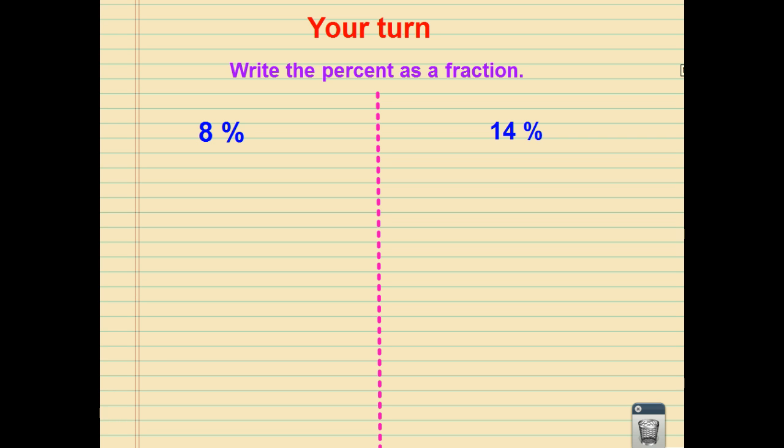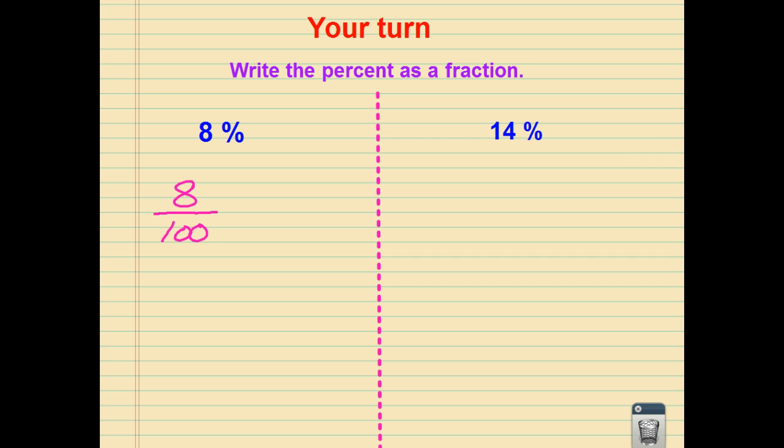Okay, your turn. We're going to roll through a bunch of different types of problems. The first one says write the percent as a fraction. So it's really important that you read the directions on every single problem or situation. And this one says, I'm giving you a percent and you write it as a fraction. So we know now that 8% is 8 per 100. And now we make sure that it's in simplest form. So think of a number, if there is one, that goes into both of those.